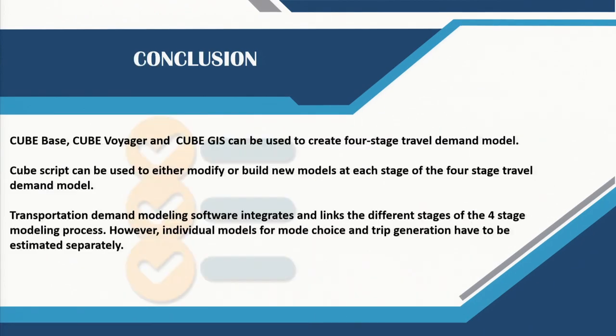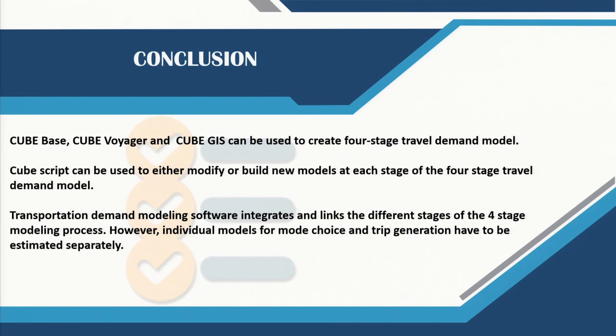So, to conclude, we just saw how to execute the 4-stage travel demand model using both the softwares. So, we can say that in case of Cubebase, Cube Voyager and CubeGIS can be used to create the 4-stage travel demand model. CubeScript can be used to either modify or build new models at each stage of the 4-stage travel demand model. And then transportation demand modeling software integrates and links the different stages of the 4-stage modeling process. However, individual models for mode choice and trip generation have to be estimated separately.